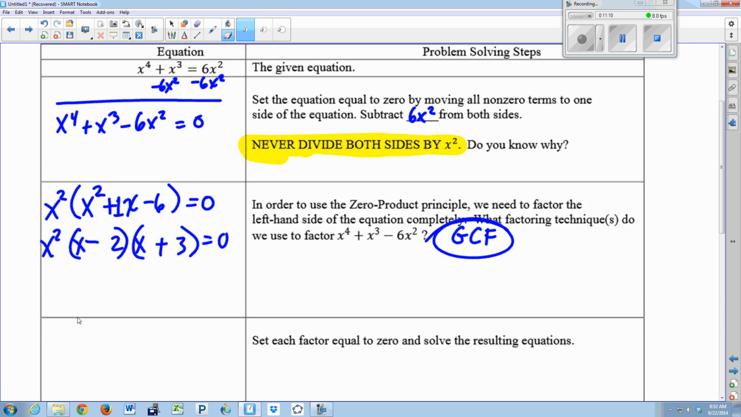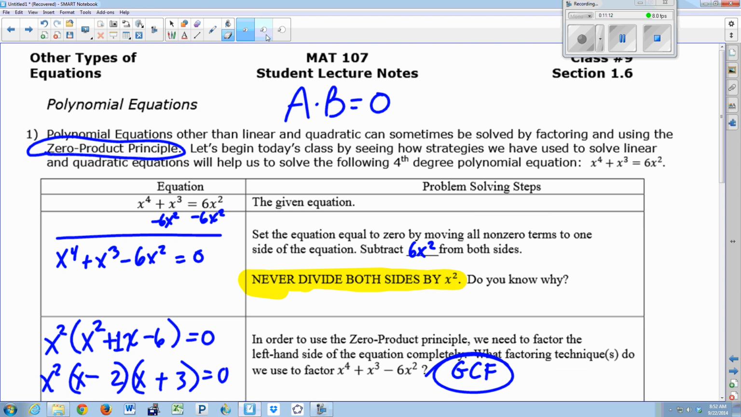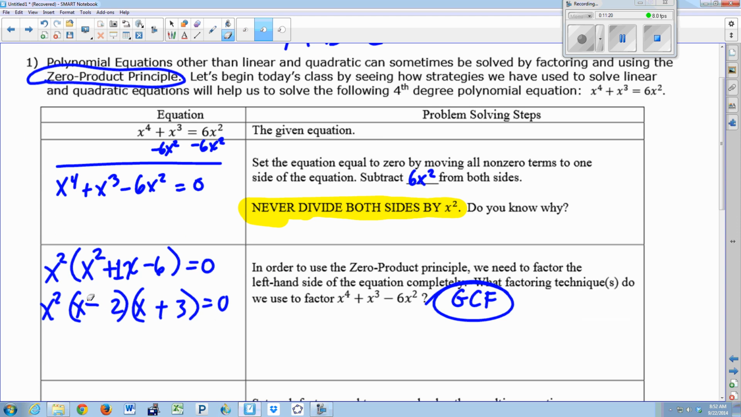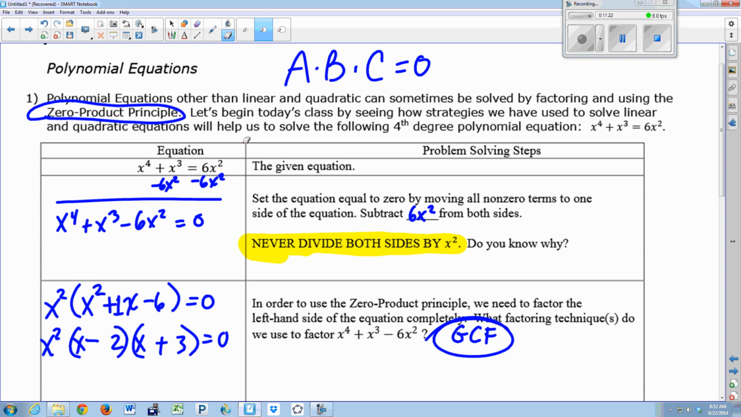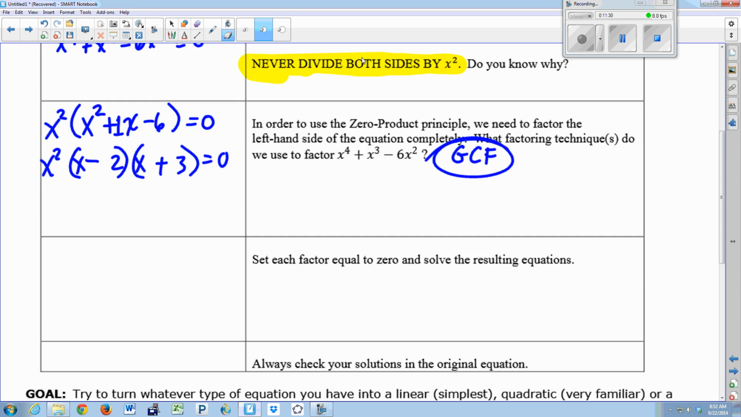So in this case, my zero product principle is going to look like this: A times B times C equals 0, because I have 3 factors. I have x squared, that's like the big fat A up here. x minus 2 is like the B, and x plus 3 is like the C. So now my job to solve this equation is to say, when will each of those factors equal 0?